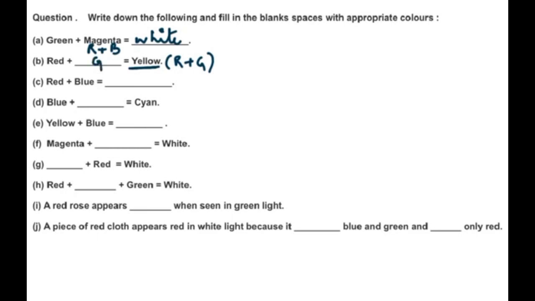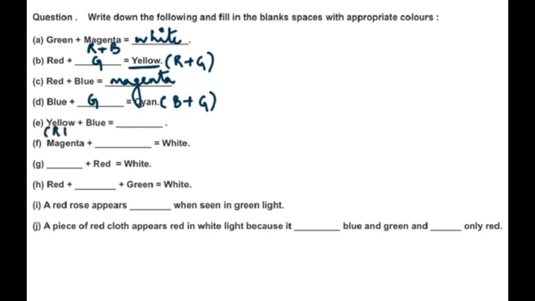Then red plus blue. Red and blue are primary colors. What color are we getting? Magenta. Okay. Cyan. Cyan is a combination of blue and green. So the answer is green. Yellow plus blue. Yellow already is a combination of red and green. And we are adding blue, so we get white.